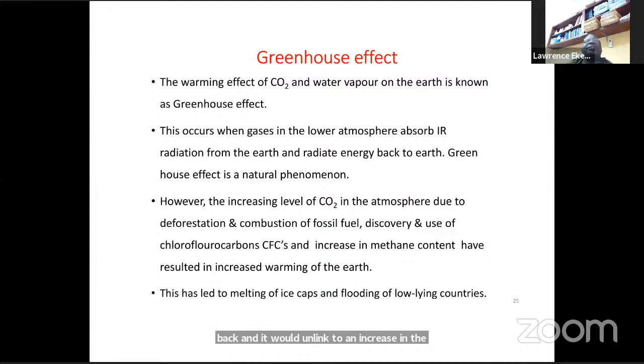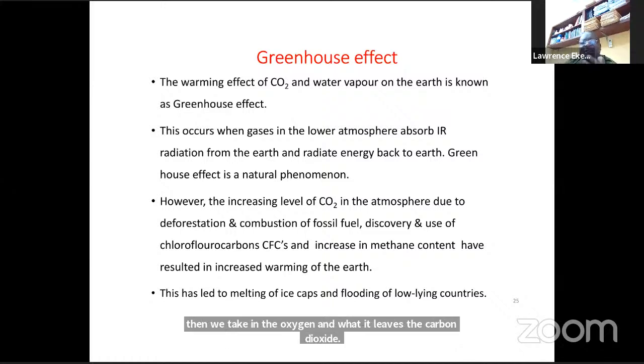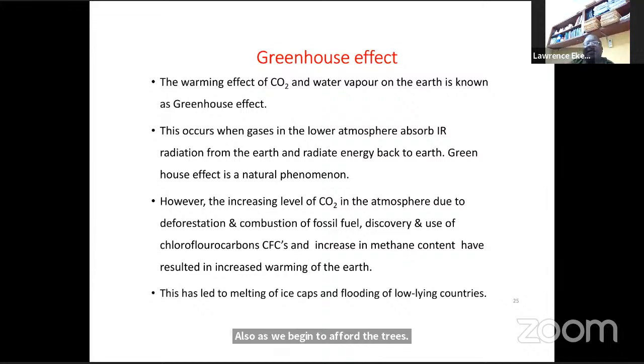Now we breathe out carbon dioxide, and we take in oxygen. The plants take in carbon dioxide to manufacture their food, while they release oxygen to us. The plant takes the carbon dioxide, they release the oxygen, then we take in the oxygen and we release the carbon dioxide. And so as we begin to fell the trees, we are reducing the level of oxygen that is coming to us, and we do not allow the plants to take in their carbon dioxide, so we have more carbon dioxide in the air.